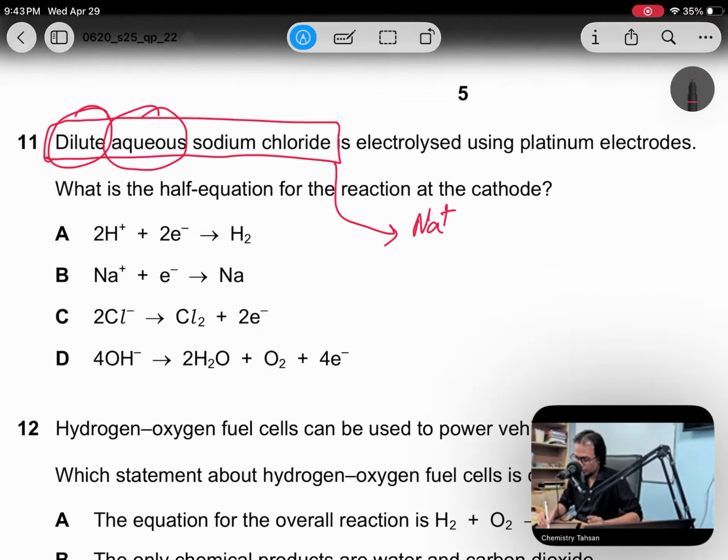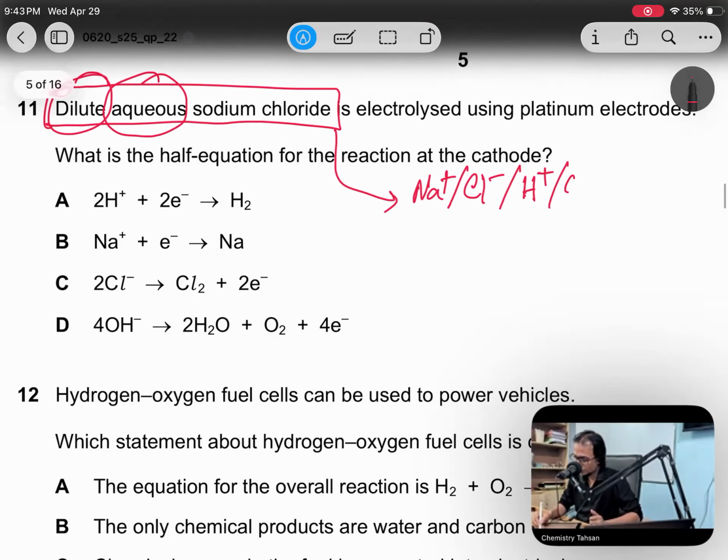Number 1, sodium ion is present, chloride ion is present since it is sodium chloride solution. Then since it is aqueous, we have hydrogen ion and hydroxide ion hidden behind, right? So that's what you need to remember. In any aqueous solution, you need to consider the hydrogen ion and hydroxide ion coming from the water molecule, right?